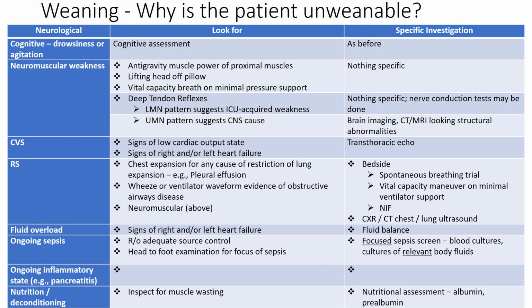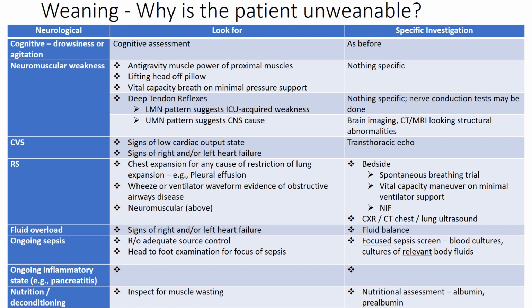They're uncommon. Then more common will be obstructive lung diseases, obstructive airway disease, and neuromuscular causes, going back to this above. Okay, fluid overload again is an extremely common cause. Ongoing sepsis, if a patient has low-grade sepsis, they're having a hypercatabolic state, again burns or sepsis or pancreatitis or anything like that. Nutritional, you can have deconditioning, so you inspect for muscle wasting and so on.